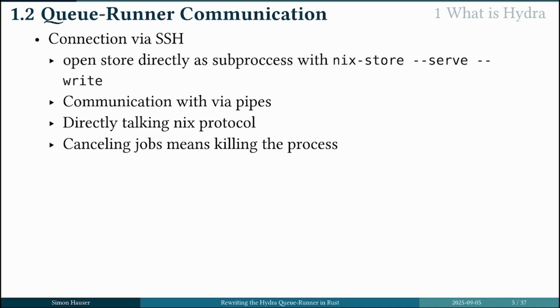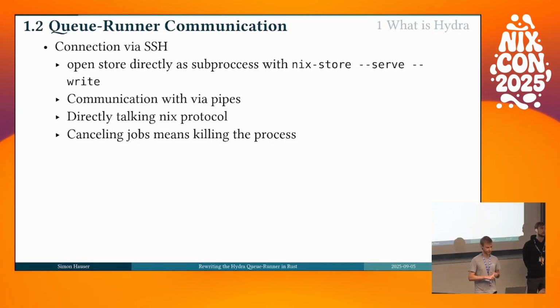So the CPP application starts a bunch of subprocesses to the remote builders using SSH, and will use nix-store --serve --write, which is a really low-level interface. You can basically use pipes to write the Nix protocol into the remote store, and use this interface to schedule builds, copy outputs, and stuff like this. So the Queue Runner does the Nix protocol directly over these pipes, and if you want to cancel a job, it basically only cancels the subprocess and the SSH connection.